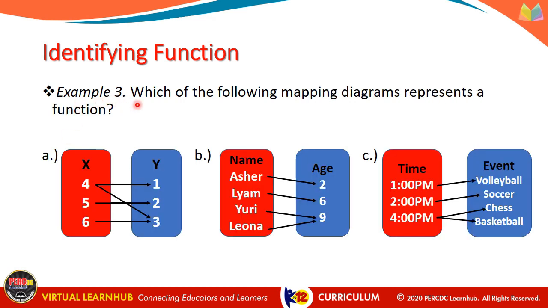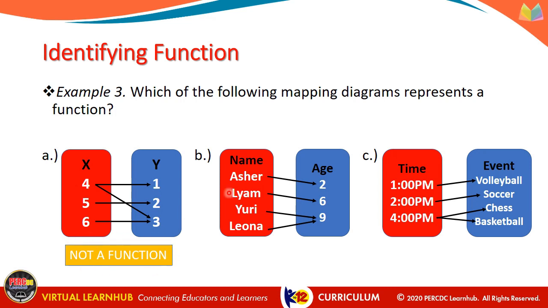Example number 3. Which of the following mapping diagrams represents a function? For mapping diagram A, we have in the first set x values, and in the other set, we have y values. X equals 4 corresponds to y equals 1 and y equals 3. X equals 5 corresponds to y equals 2, and x equals 6 corresponds to y equals 3. Since x equals 4 corresponds to two values of y, this mapping diagram does not represent a function.